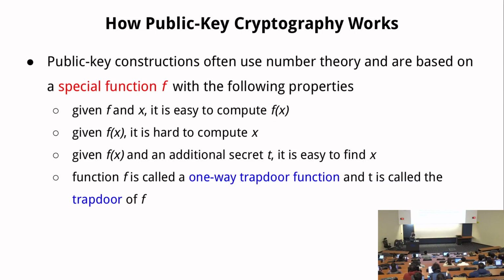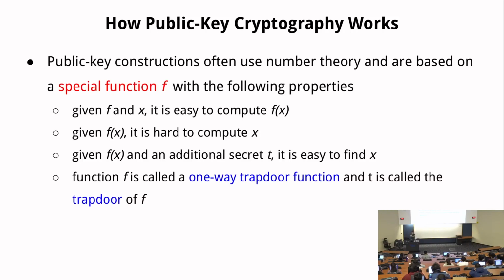First, we need a special function f, and this function f has the following properties. First, f itself is not a secret. For all the crypto systems, the algorithm itself is not a secret. Given f and an input x, it's relatively easy to compute f(x). Then, given the value of the output, like f(x), it will be very hard to reverse it, to compute x itself.